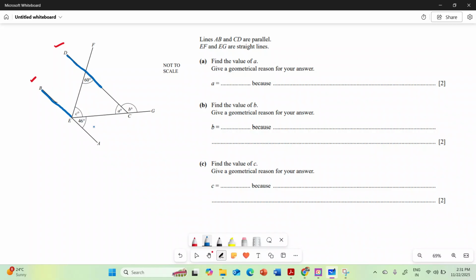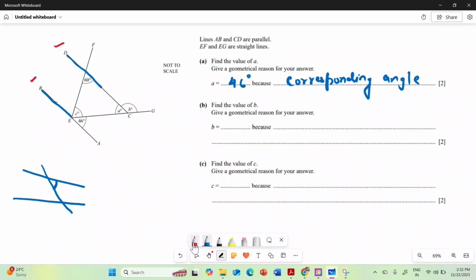So here this angle, if two lines are parallel, this angle and this angle are corresponding angles. So here I have angle A, or you can also say alternate angle. So this angle A is also equal to 46 degrees, and this is a corresponding angle or alternate angle.